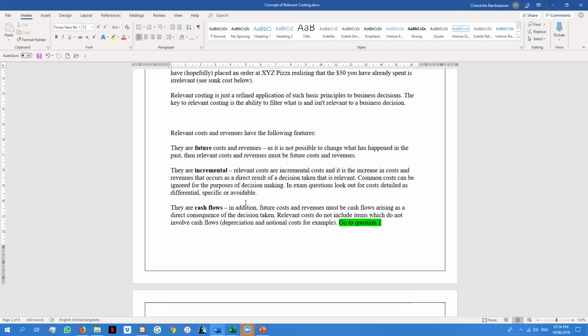Now, I'll use a simple example in a minute. Let's just read out the three of them. Common costs can be ignored for the purpose of decision making. In exam questions, look out for costs detailed as differential, specific, or avoidable. Now, those three terms actually are three adjectives that describe relevant cost. See, relevant cost may sometimes be referred to as differential cost, specific cost, avoidable cost, opportunity cost, incremental cost.